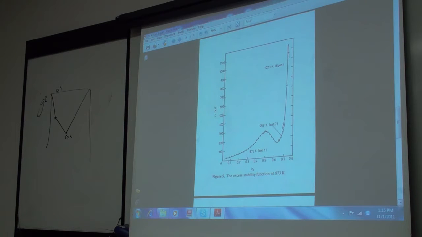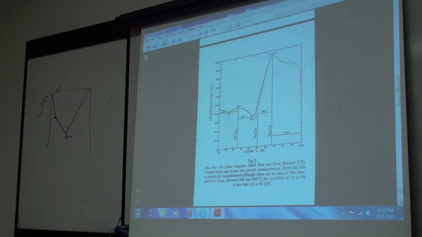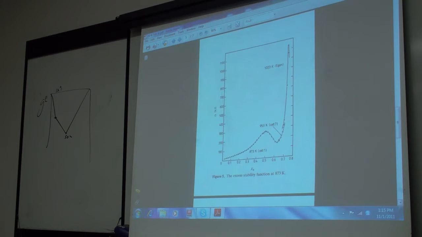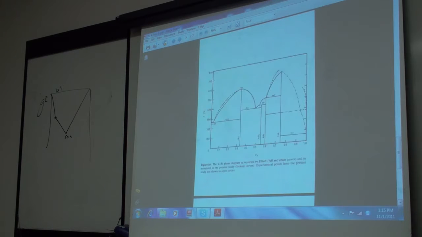I'm not sure what this is. Actually, I think this is the excess stability function at higher temperatures for that system. Yeah, it has been measured at higher temperatures. So there's your 33% roughly, or 75% or whatever, and 50. Or maybe that's the system. I'm not sure. Anyway, here's another system again.